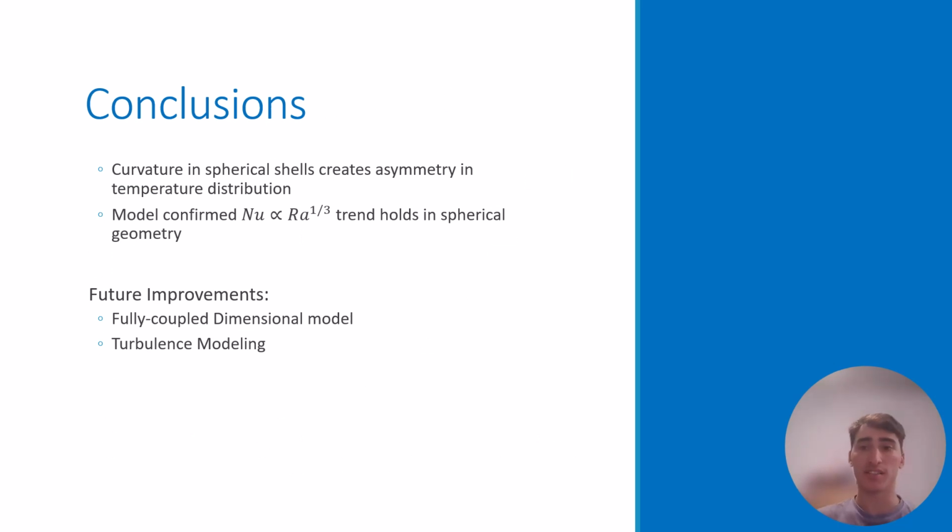To summarize, this study demonstrated how curvature in spherical shells affects natural convection compared to planar systems. It showed that despite the geometry, the classical power law scaling remains a reliable relationship. It also showed that increased curvature leads to greater asymmetry in temperature gradients and thereby more conduction over convection. The model performed well overall, but the assumption of constant properties and uncoupled thermal and fluid systems placed limitations upon the model's accuracy. In future work, I would explore fully coupled dimensional models and turbulence effects as to better understand fluid behavior at high Rayleigh numbers.